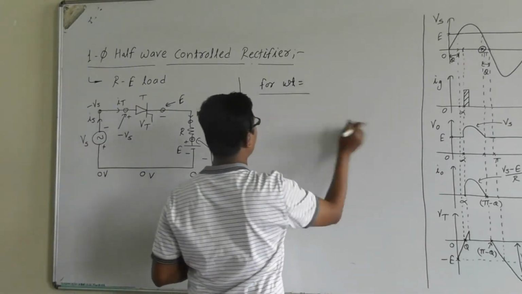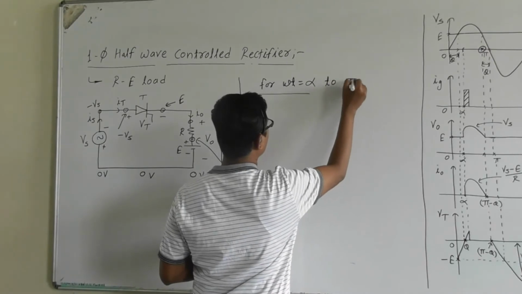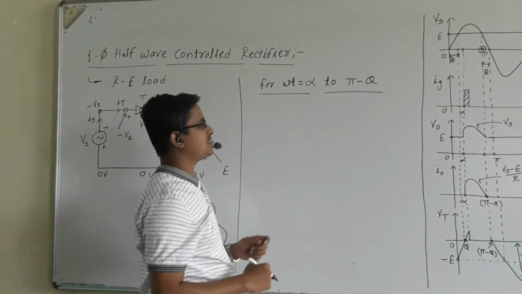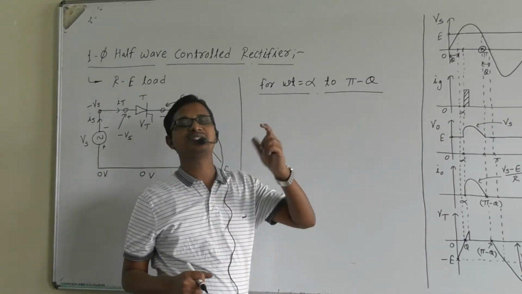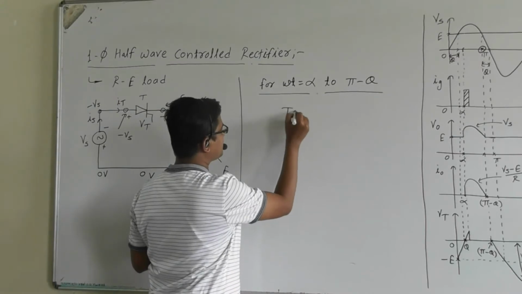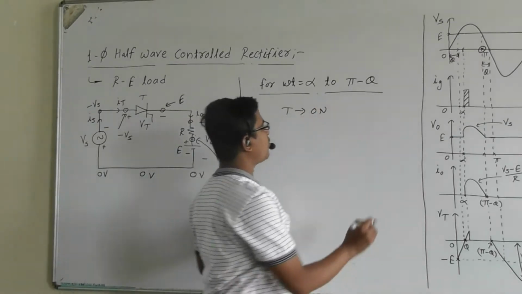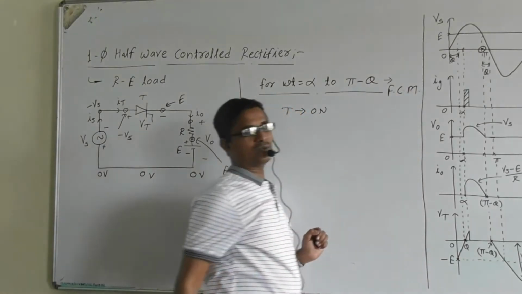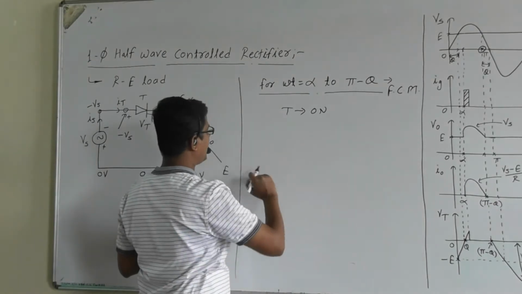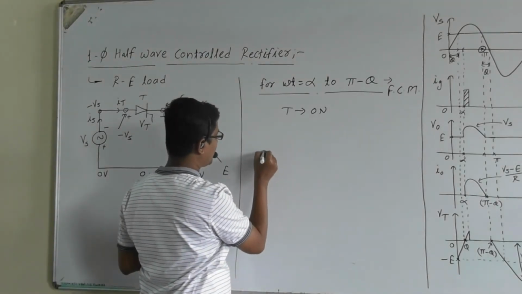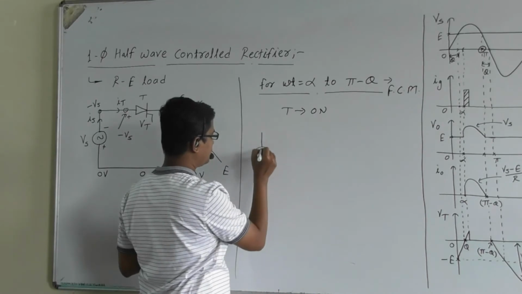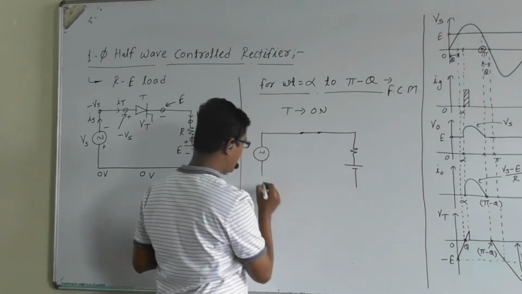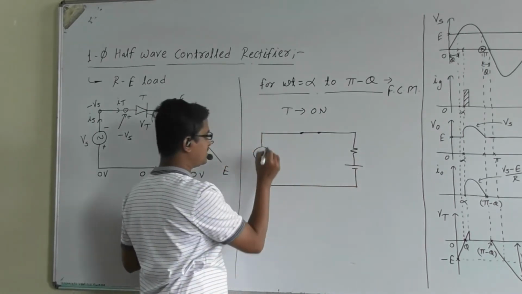So omega t is equal to alpha to pi minus theta. At alpha, we are applying the gate signal. So what is the thyristor? Thyristor T is in the on state. So what is the mode of operation? Forward conduction mode. So thyristor is acting as a short circuit, right? So we can draw the equivalent circuit. SCR is in the on state, resistor, EMF. So this is the equivalent circuit.